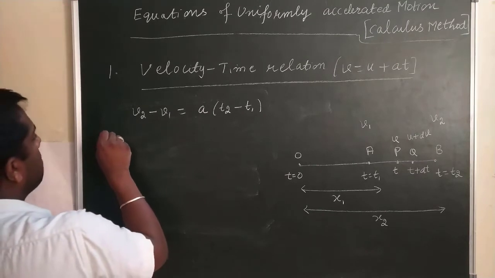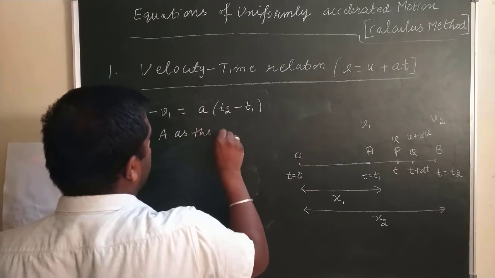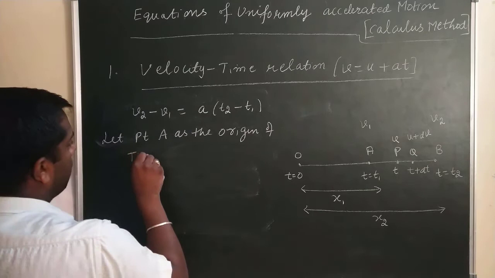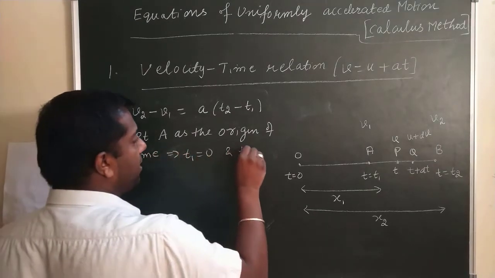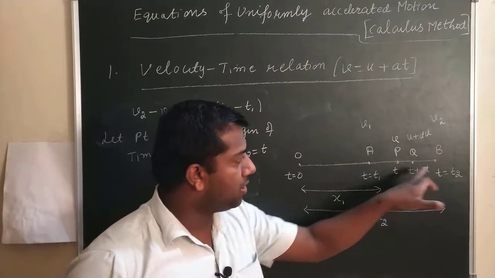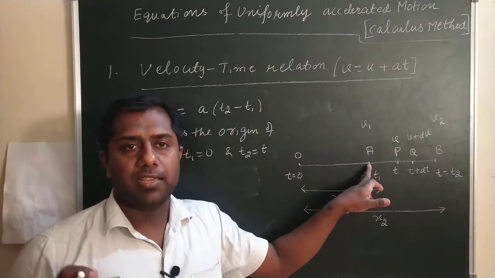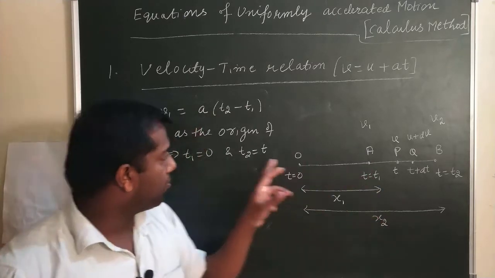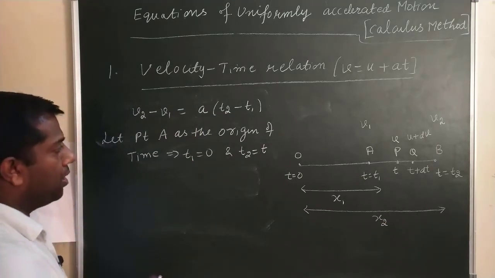So what is the supposition? Let point A be the origin of time, therefore t1 will be equal to 0 and t2 will be equal to t, where t is the time from the point A to the point B. Clear? So what have we taken? We have taken this point A as the origin of time. If a point is the origin of time, then the time at the point A will be equal to 0. Therefore I am writing here t1 equal to 0.